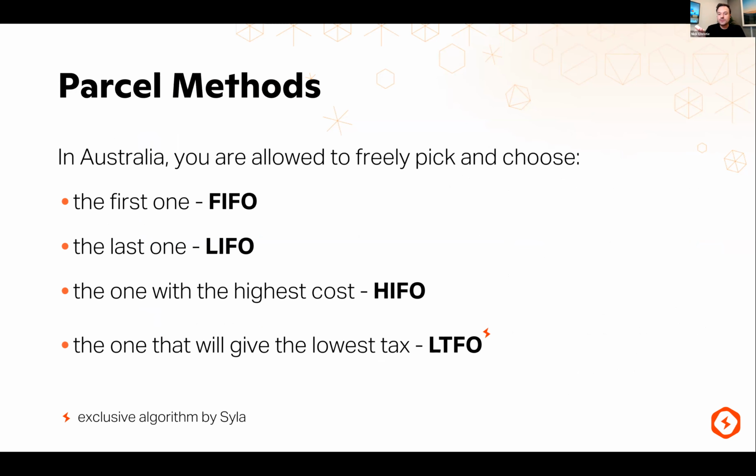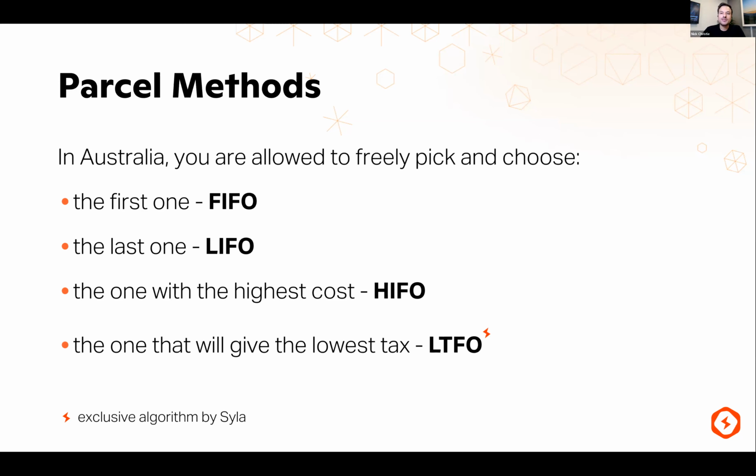Basically, you're allowed to choose which parcel you want to sell. So this is where these common methods come in, some of which you might have heard about as well. The most popular one is probably the first one, called first in, first out. What that does is it picks the first parcel that you purchased to always be the one you choose. It's like an algorithm, a method to determine which one and how to make that decision.